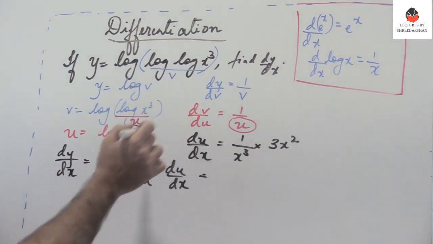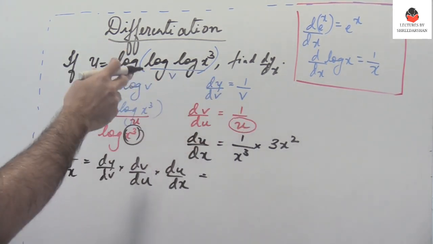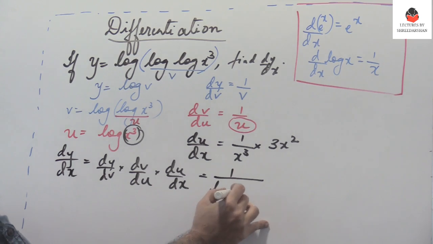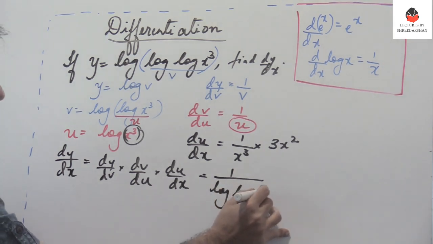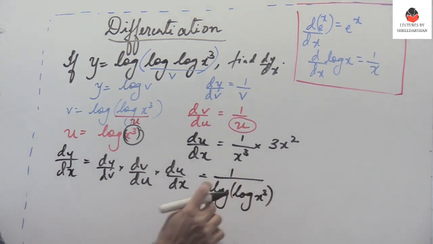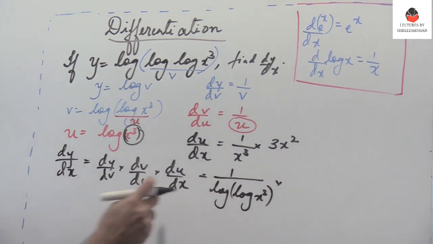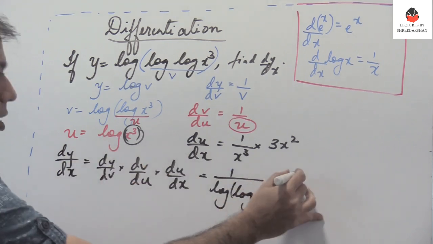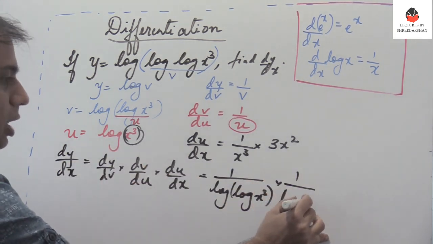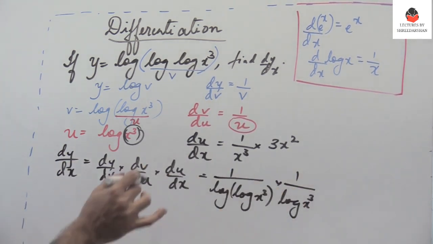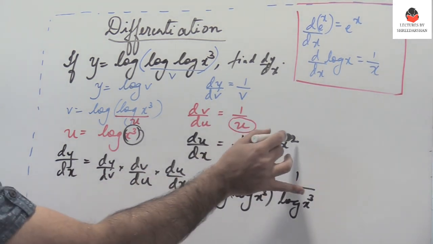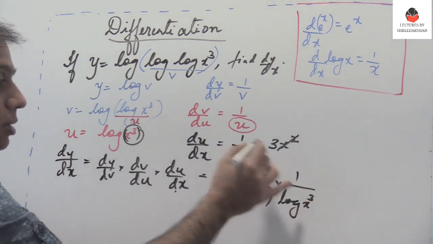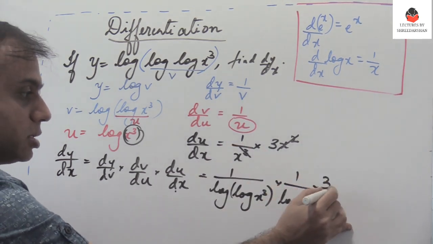So what is dy by dv? It is 1 by v. And what is v? It is 1 by log of log x cube. So this is v into, what is dv by du? 1 by u. So u is 1 by log x cube into du by dx. So here x and x will get cancelled. So you have 3 by x.